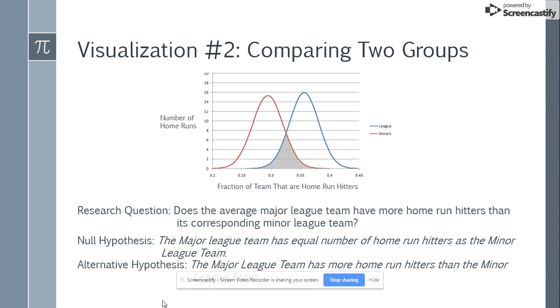Now, if we take a closer look at our illustration, we can give or take say that the minor league has about 2.8 as a mean, while the major has about 3.7. So we could go ahead and reject the null hypothesis. The null hypothesis said that they were equal, and as we have found, they are not.